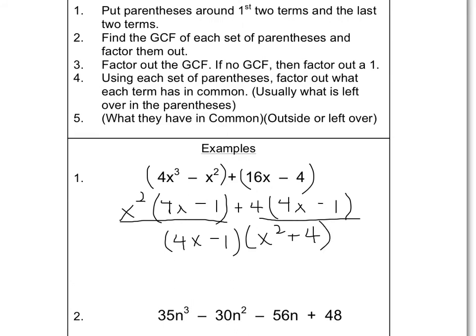So now you've factored it, and you'll notice your answer is in 2 binomials. That's the key: 2 binomials will be your answer, two-term items being multiplied by each other. Okay, so that's the first example.